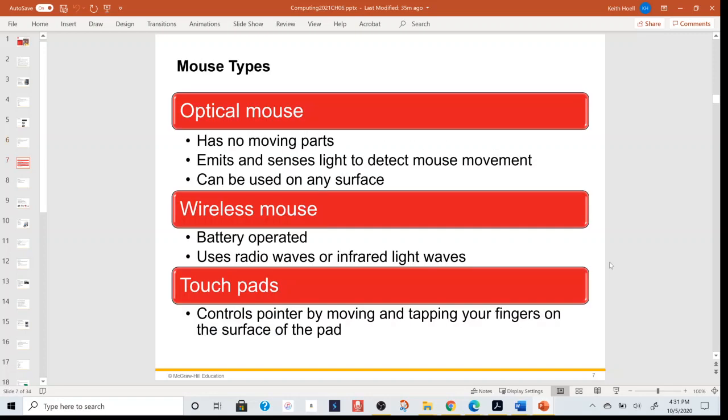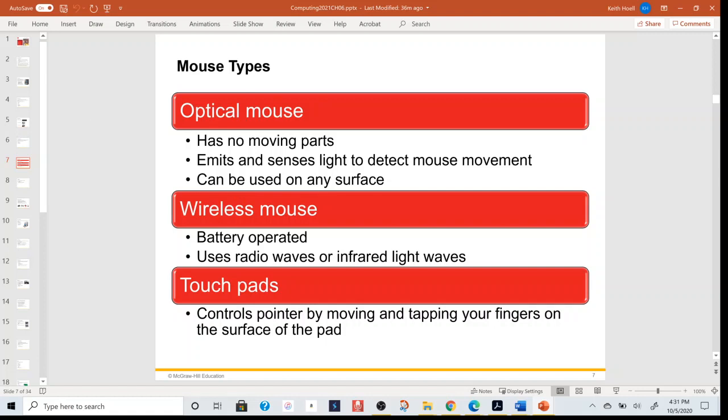There are different types of mice. There's the optical mouse and there's the wireless mouse. There's also a corded mouse. Right now I actually have a USB mouse plugged into my computer. I seem to like that the best. I don't have to change the batteries. If I turn my mouse upside down, you would see that it has a red light that comes out of it. That's called an optical mouse.